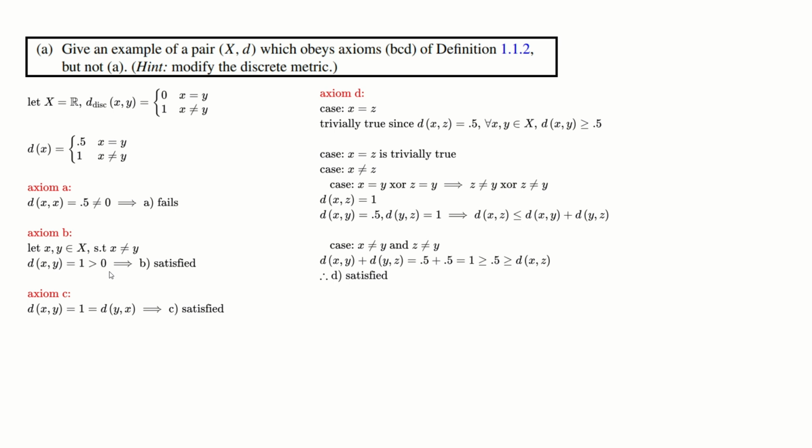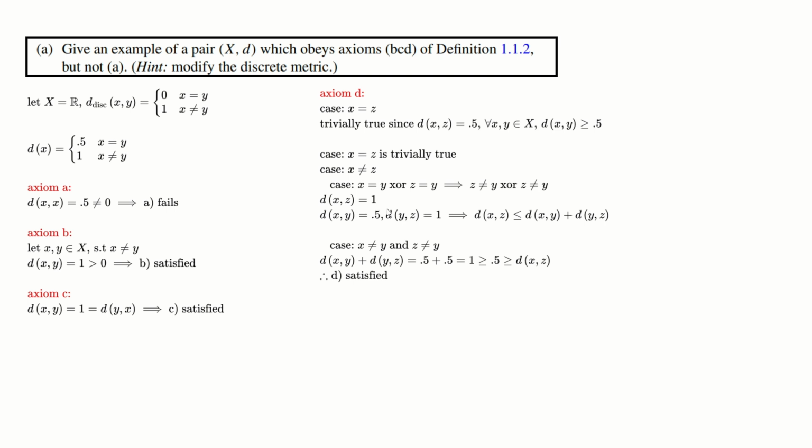Part D is a little more tricky. We have to split it into cases. X equals Z is trivially true, right? As we see right here. And when X is not equal to Z, we can just split it up right here and see that, okay, if this is equal to 1, that implies that this is equal to 0.5. That implies that this is equal to 1 as well, right? So it would be 1 is less than or equal to 1.5 because you're adding both of these right here. Keep in mind, this is without loss of generality.